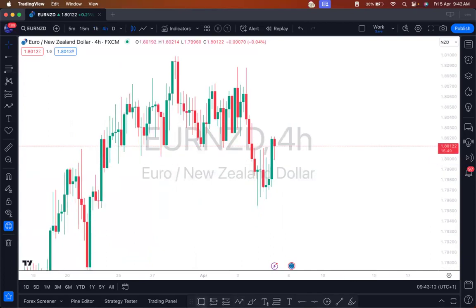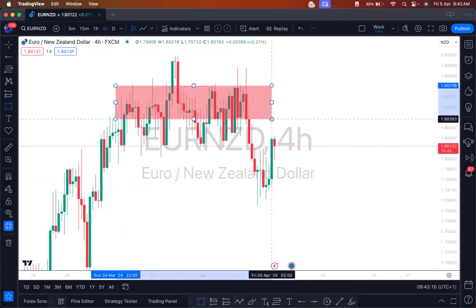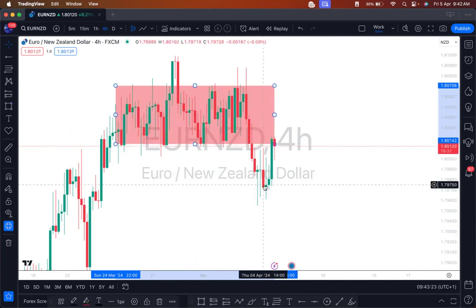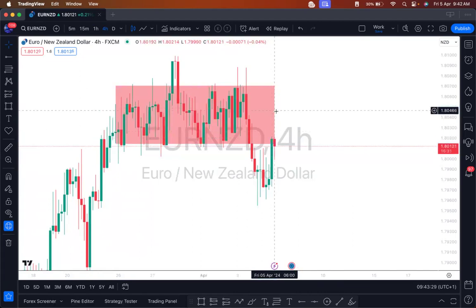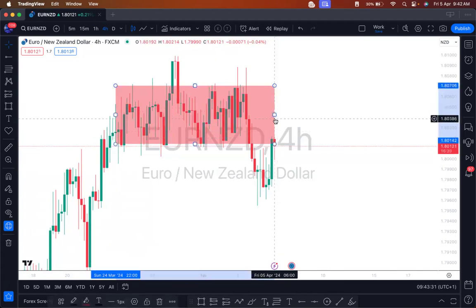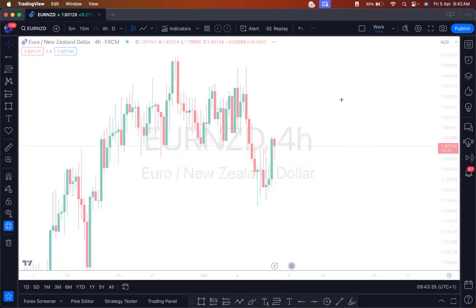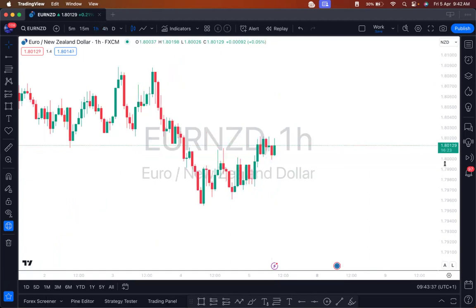If you look at this, you see that this market was actually ranging at the top here. And then price just broke that range to the downside. And it's looking like price just came back to retest it. Do you understand? So now let's go to the 1-hour time frame and look for opportunities for a sell, which we don't have at the moment.